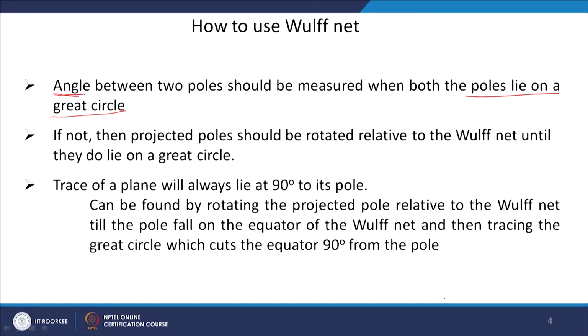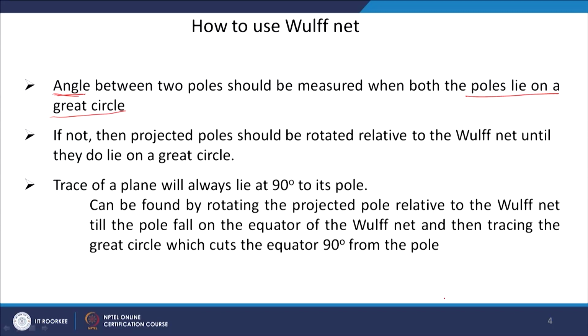Okay. So, already we have discussed that the pole and trace will have a 90-degree relationship. So, if I want to find the projection of a trace of a particular plane, if I already have a pole, I can easily find out what the trace will be, because I know that it will have a 90-degree relationship.